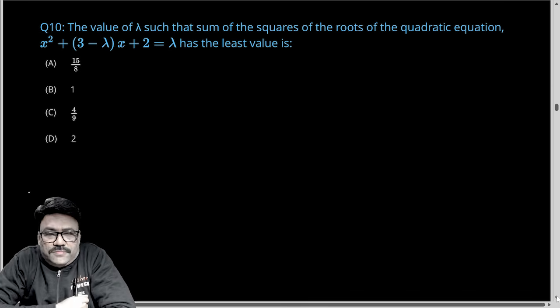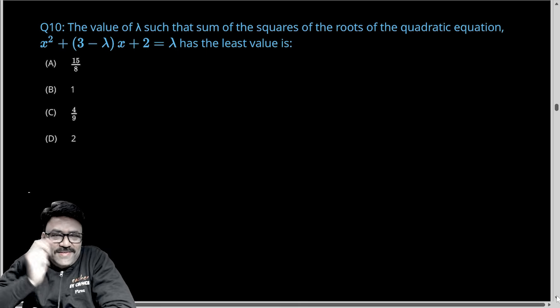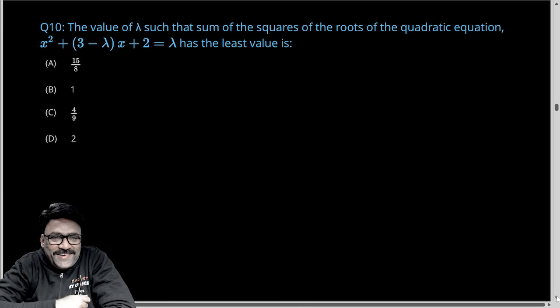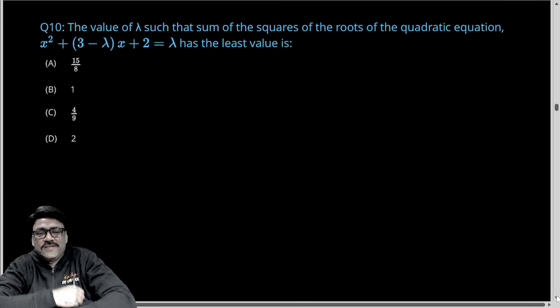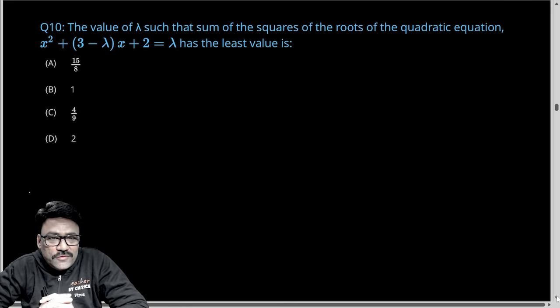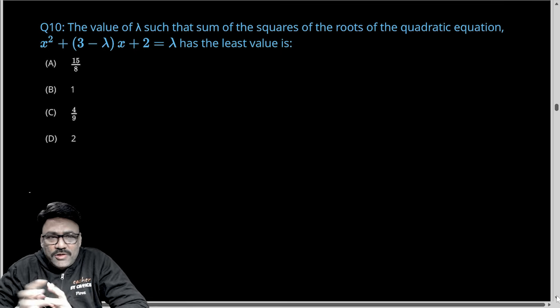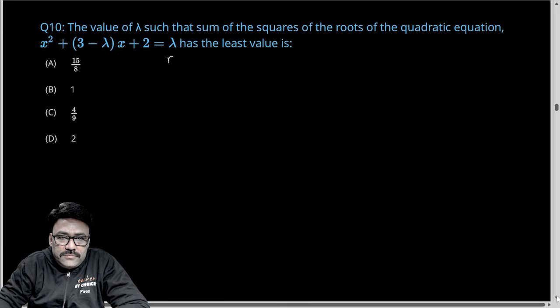Now see this question. This is from quadratic equations. And the value of lambda you have to find such that the sum of squares of the roots of this quadratic equation has the least value. So let's say roots are alpha, beta.